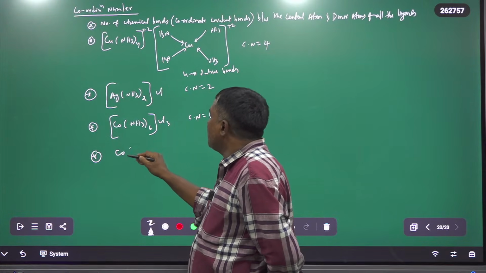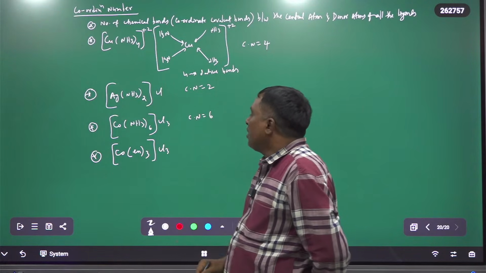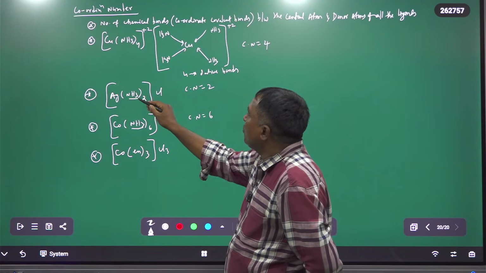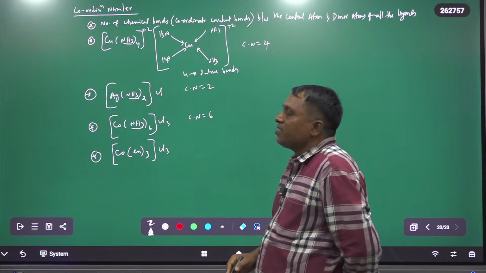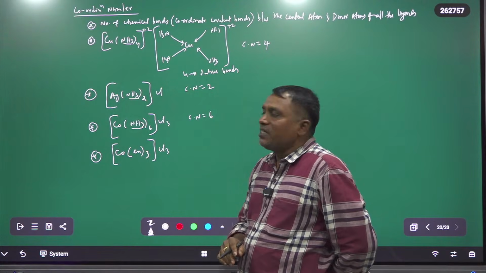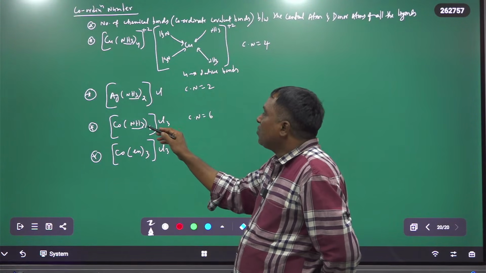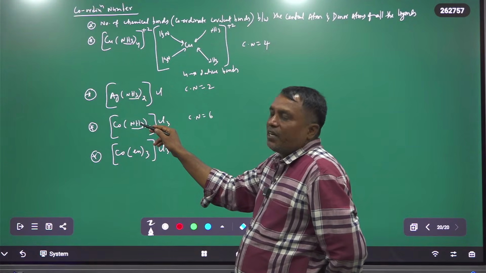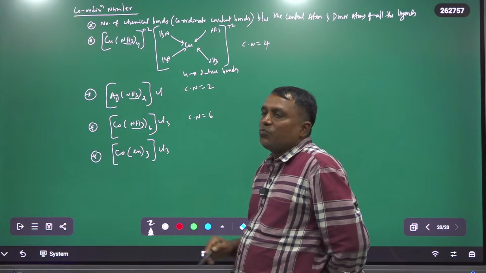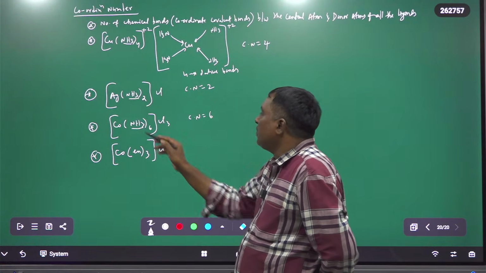Suppose [Co(en)2Cl2]Cl, but how many? Here the Cl ligands are monodentate. In case of monodentate ligands, coordination number is equal to the number of monodentate ligands and their denticity. Each monodentate ligand's denticity is only 1. Therefore 6 into 1 is the coordination number of this kind of complex compound.